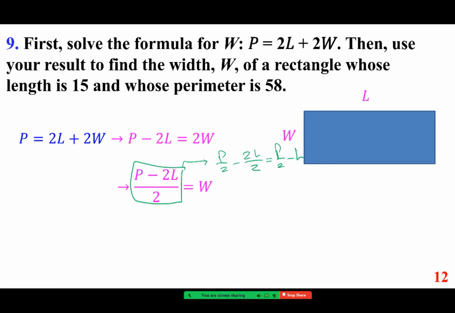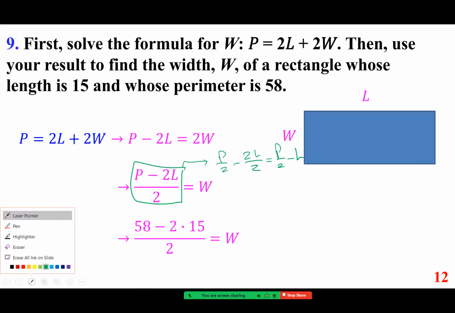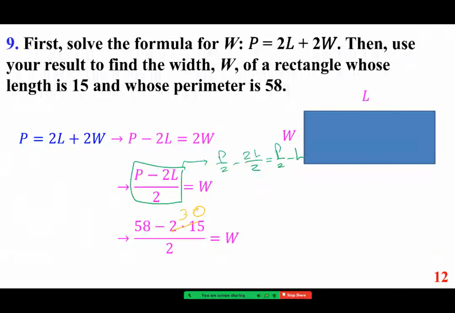So at this point, if you replace the L with 15, two times that is 30, subtracted from 58, you get 28. Divided by 2 is 14. If the units are given, you must always give it back with the units. If not, you don't have to.